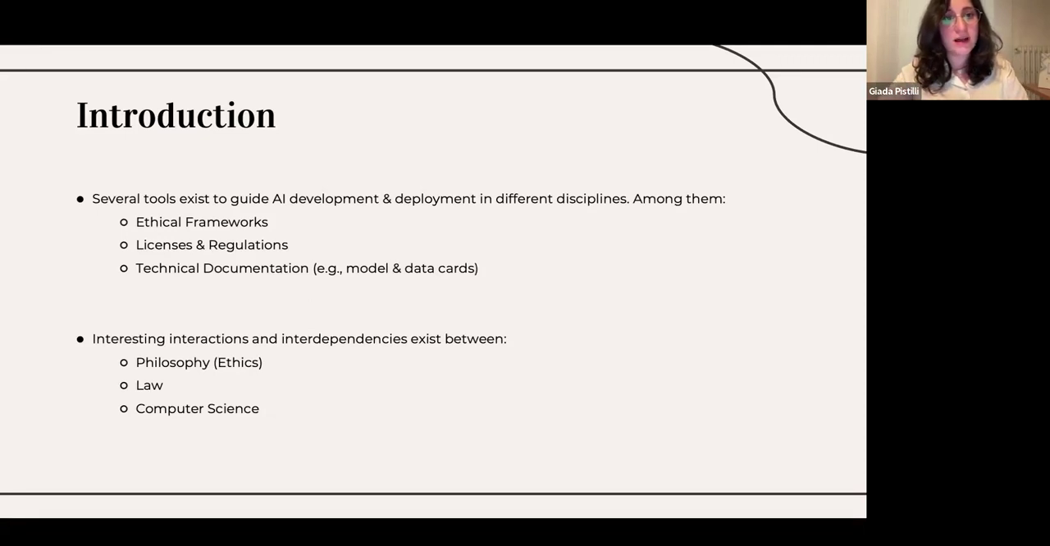data cards, that I'll explain in more detail later on, we can see there are really nice articulations that could be made, especially, once again, in the context of AI development and deployment. Those interesting interactions exist between philosophy, specifically ethics, law, and computer science.